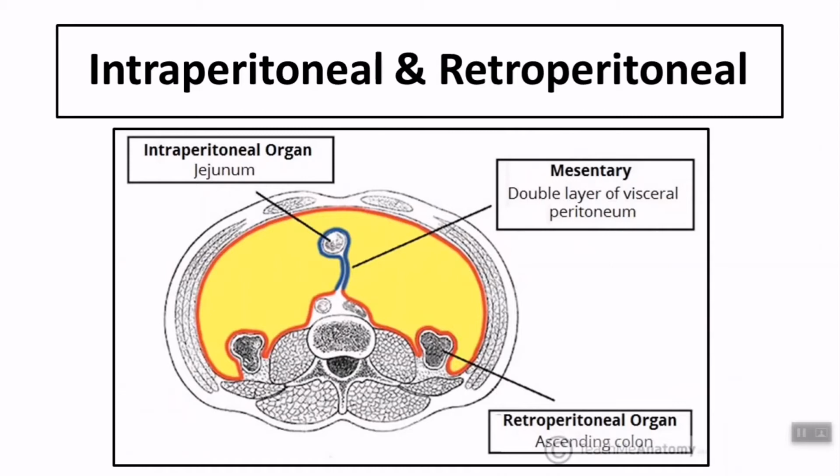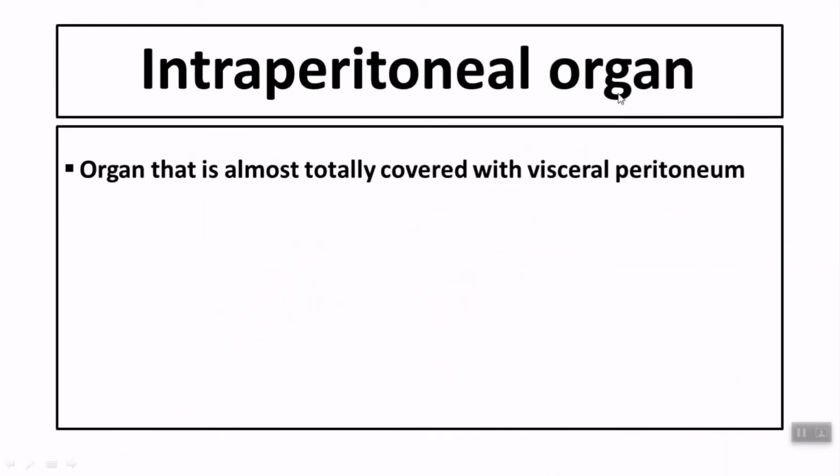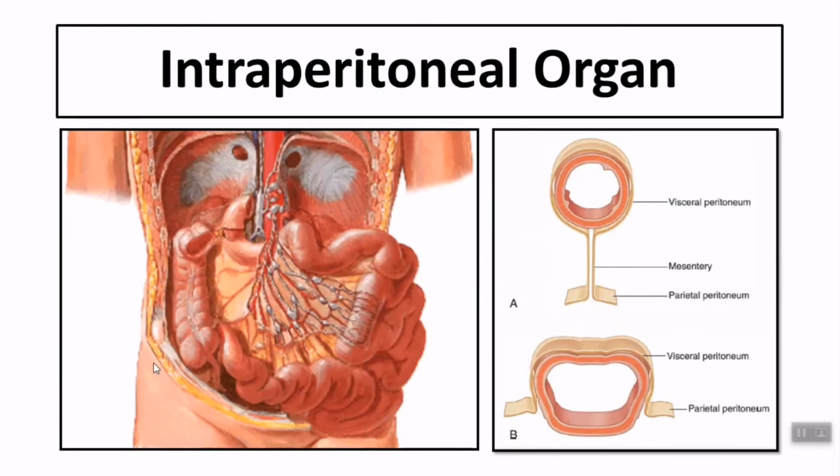Intraperitoneal and retroperitoneal. What are these terms referring to? Intraperitoneal: we say that an organ is intraperitoneal when it is almost totally covered with the visceral peritoneum, that is, from all its sides it is covered by peritoneum. Examples of these organs are the stomach, jejunum, ileum, and spleen. All these organs are covered by peritoneum from all sides.